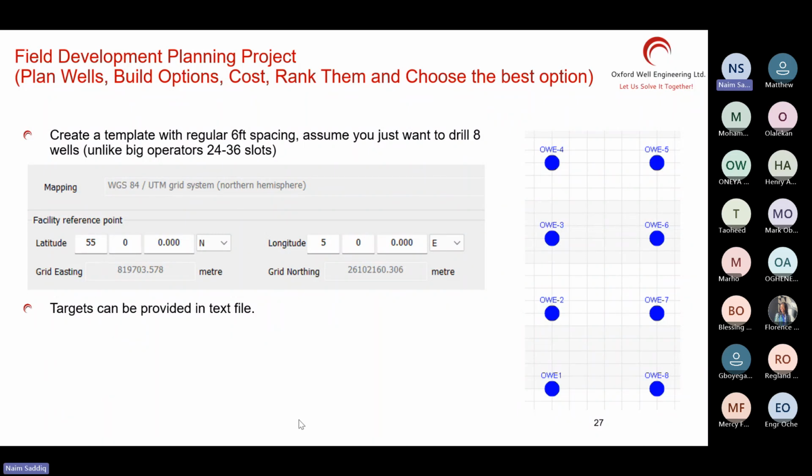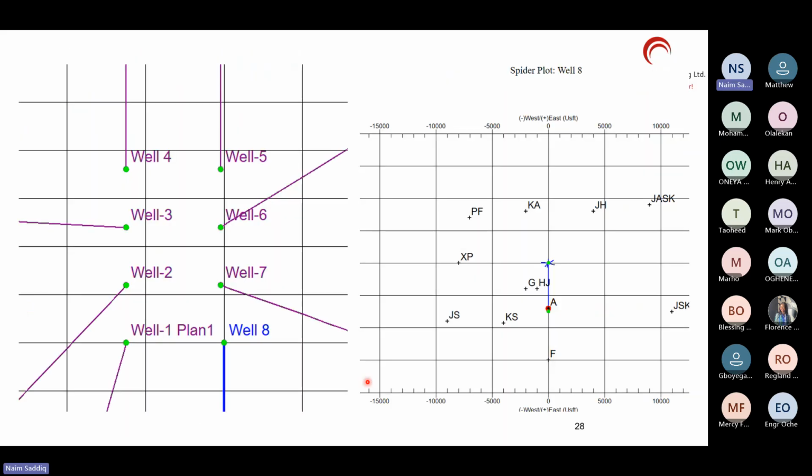Looking from the top, it will look like this. You have 8 wells. Looking from the top, you see that they are going away from each other, not intersecting each other. You need to plan them in the way that you pick up the targets which are in alignment so that they don't cross over or try to hit each other. In the ideal world, people call them a spider plot. Looks like a spider's leg pointing out.